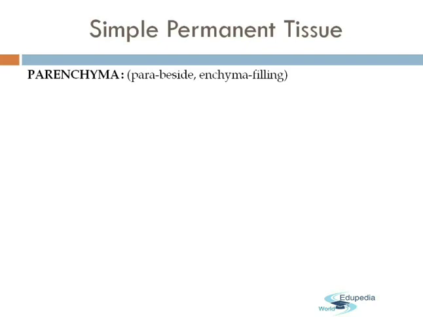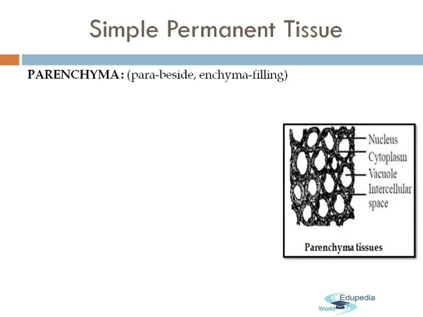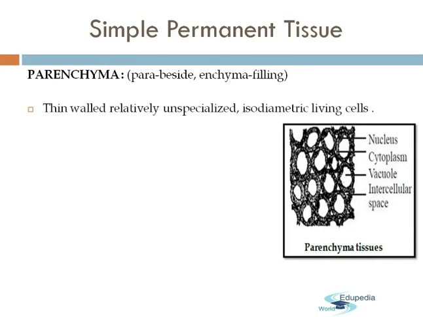Now, what is a parenchyma first of all? Since this is the first type of the simple permanent tissues, the word para means beside and enchyma is the filling. So, parenchyma is a type of tissue which is basically used for filling or the packaging of the cells. Now, they are thin-walled cells which are relatively unspecialized. Unspecialized because they have just originated from the meristematic tissues. They are isodiametric, means they have a similar diameter. They are living cells.